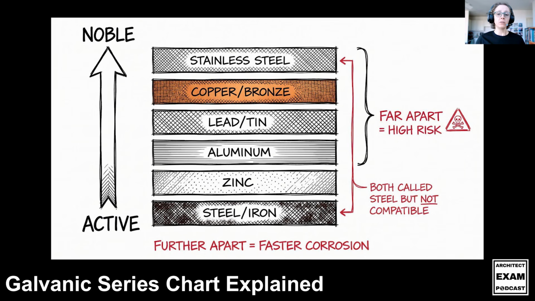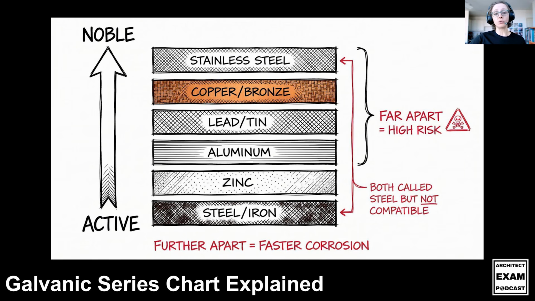At the noble end, the metals that resist corrosion, you've got gold, stainless steel, copper, and bronze. These are the tough ones. These are the bullies. In the middle, you've got lead and tin. And at the active end, the metals that are most vulnerable to corrosion, you've got aluminum, zinc, and steel or iron. These are the ones that lose the fight.